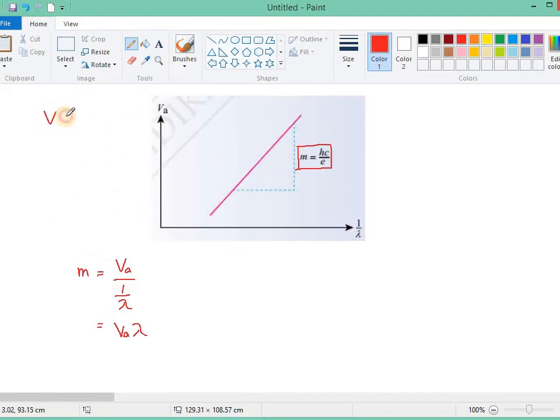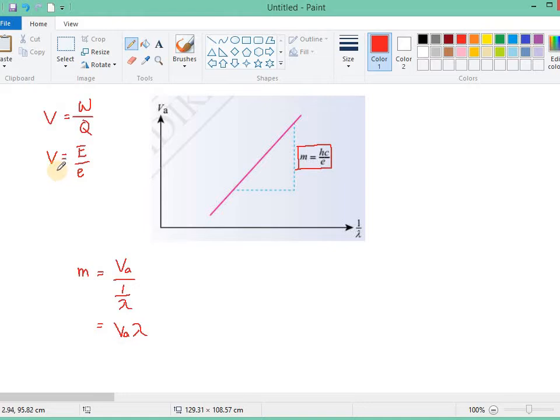What is voltage? Voltage is work done per unit charge to go from one point to another point, the definition for potential difference. This work done means energy, and the amount of charge we are talking about here is the charge of one electron. So we represent it with a small e.